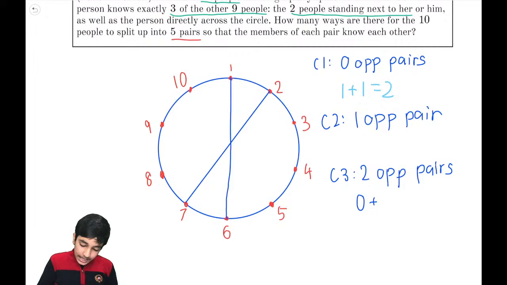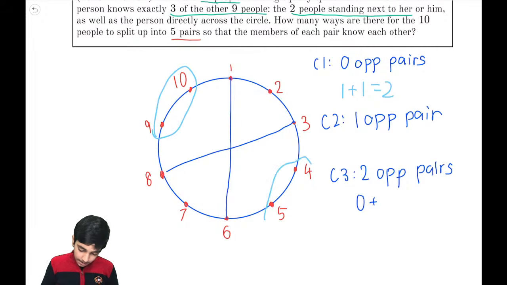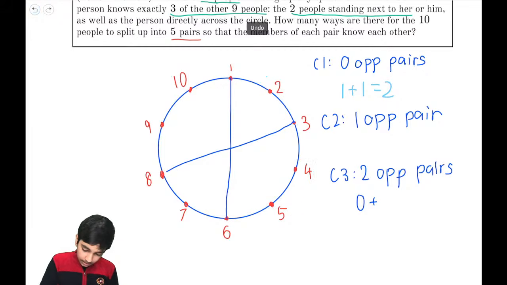But then also, even if we space out our opposite pairs, so we make another opposite pair like this, for example, this also won't work. Because now these 2 people can form a pair, these 2 people can form a pair, but now these two people are left alone. So there's 0 cases in this case.